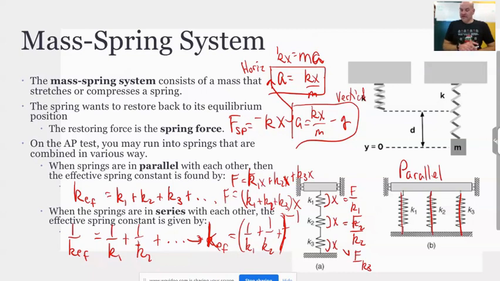Now, one of the things I like to do on the test is to have you derive the period expression for the different systems, and those are the two example problems we're going to look at, so you get used to this.